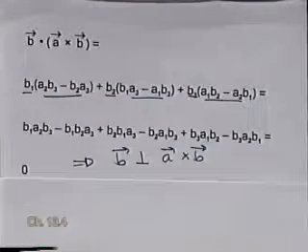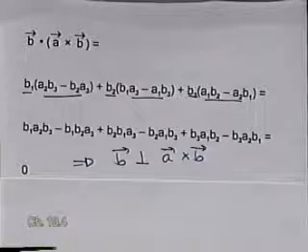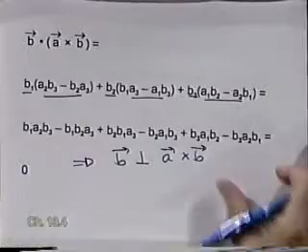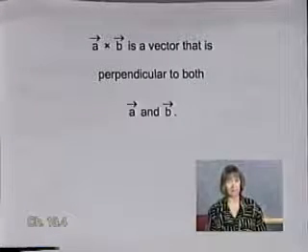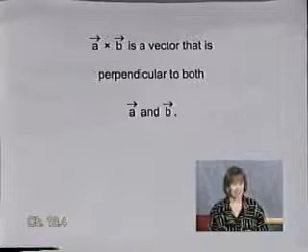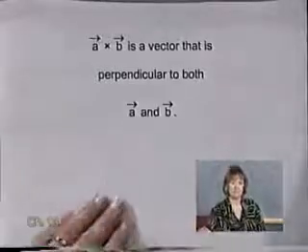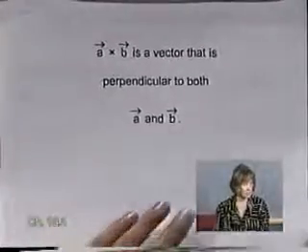So when you take the cross product of two vectors, you are producing a vector that is perpendicular to each of those two original vectors. That's a powerful tool, real powerful. So in summary, A cross B is a vector that is perpendicular to both A and B. Okay, that's an important thing.